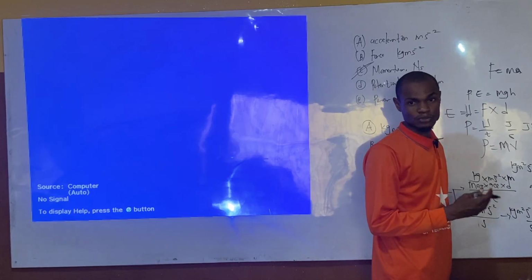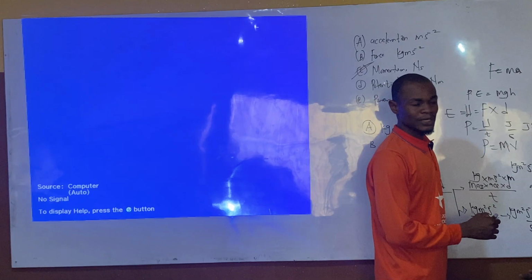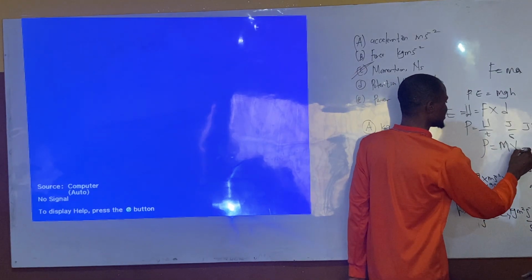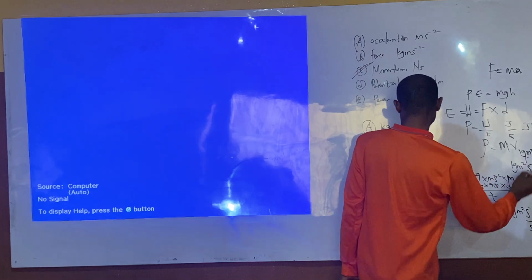The invisible one is also the same thing as the power of 1. Put that one here. So minus 2 minus 1 is minus 3. So now that's kilogram meter squared per second cube.